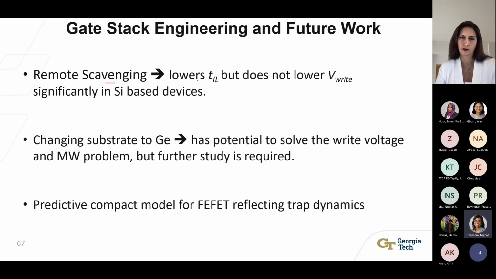So we learned that remote scavenging can lower the interfacial layer thickness, but cannot lower the write voltage significantly in silicon-based devices. So we can move on to silicon germanium-based channels. Now, changing substrate to germanium has the potential to solve the write voltage and memory window problem. However, there is still a long way to go and further study is required in this regard. Finally, the extensive data that was collected in this thesis can be aggregated to develop a predictive compact model for FFETs that can reflect the trapping dynamics in these devices.